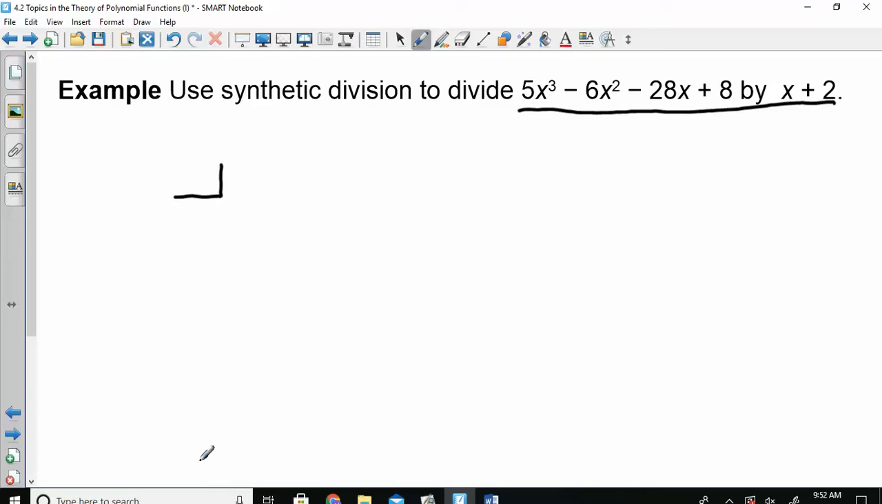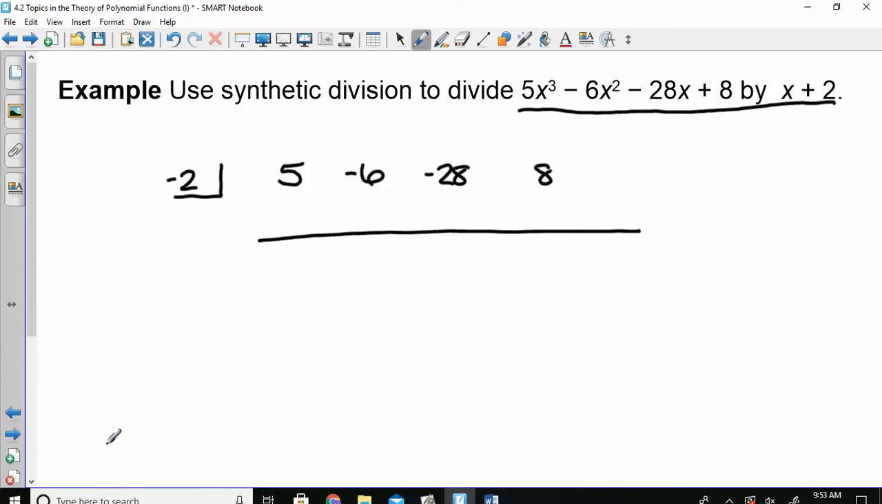Alright, so what goes out in the box? Negative 2. You take what you're dividing by and what would make that 0. And then we put our coefficients. So that would be a 5, negative 6, negative 28, and 8. Alright, skip a line. And we're going to do our synthetic.